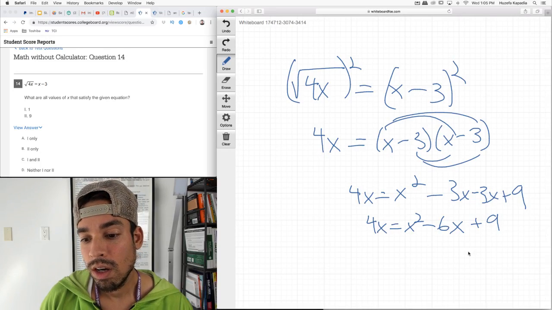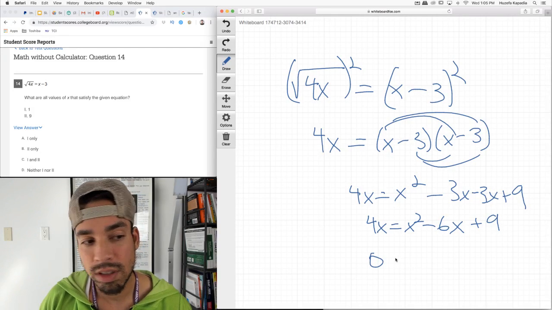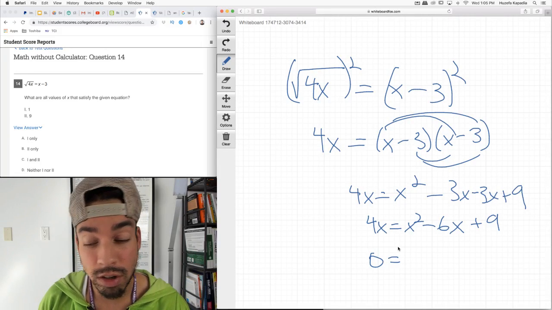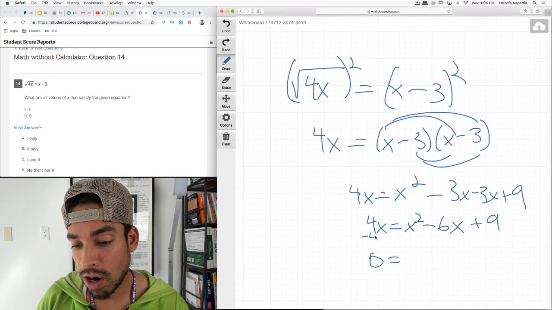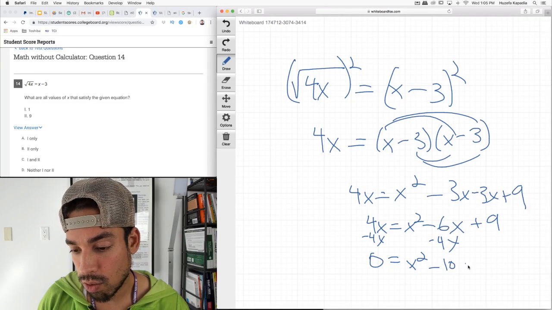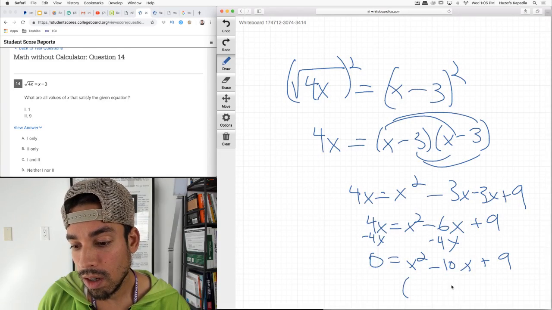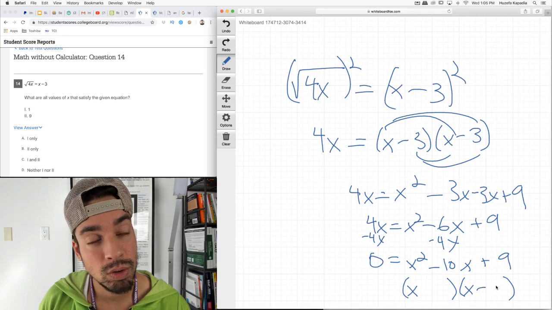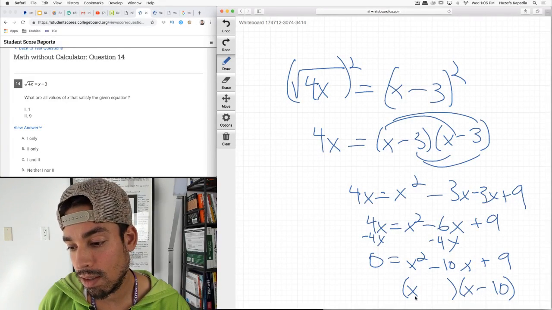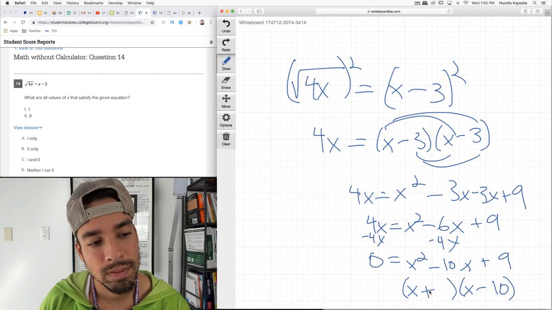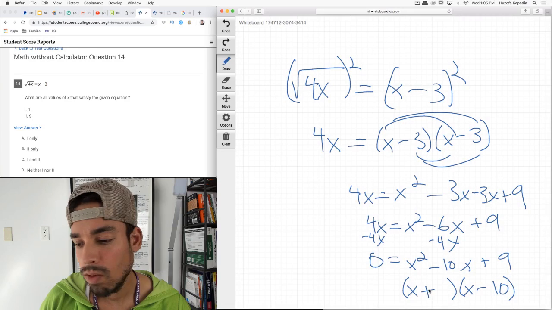And then let's bring the 4x over. We want to set it equal to 0, right? Whenever we see a quadratic, that's our usual instinct. Set it equal to 0, then factor. So we're subtracting 4x. x squared minus 10x plus 9. And now the question is, can we factor this? And it factors actually to minus 10 plus. No, wait a minute. Hold on.